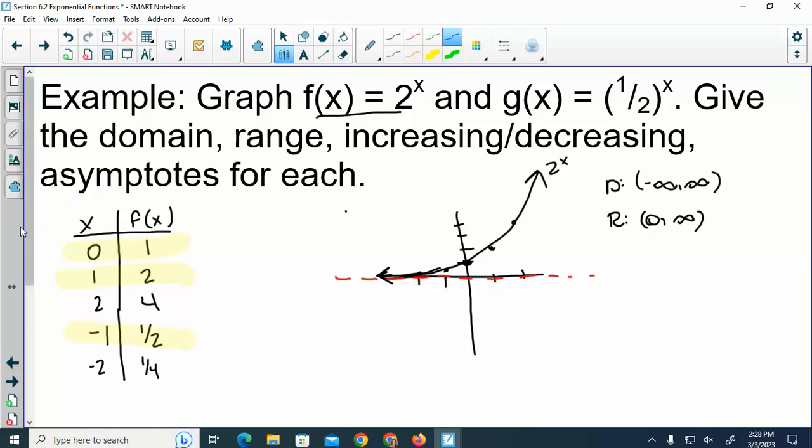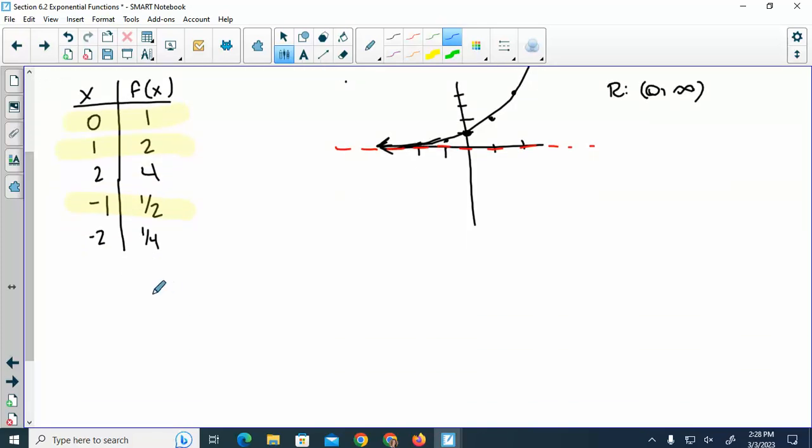So, if I asked for g of x equals 1/2 to the x. If I want to graph that, you could again plug in a bunch of points, or if you want to use what we just said, you really only need 3 points, 0, 1, and negative 1.